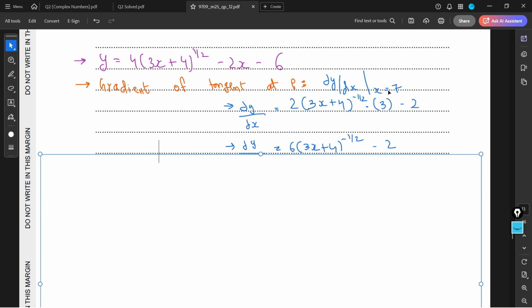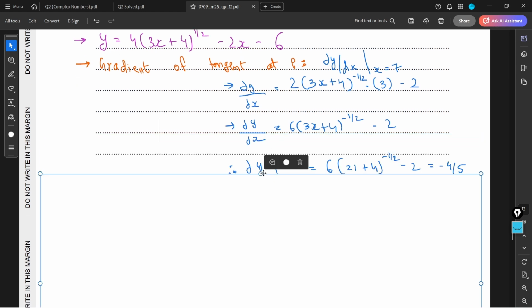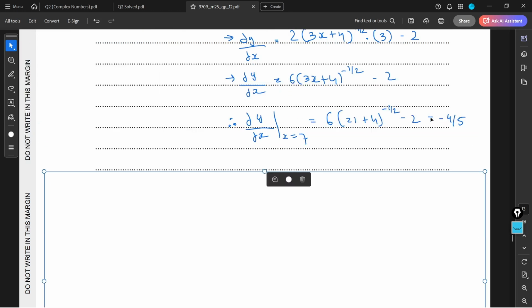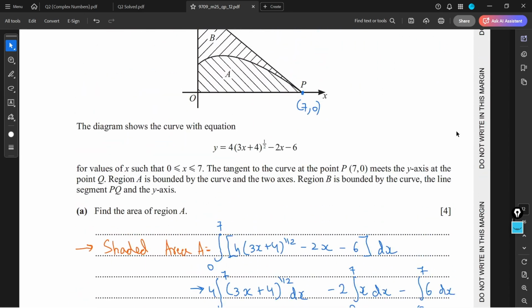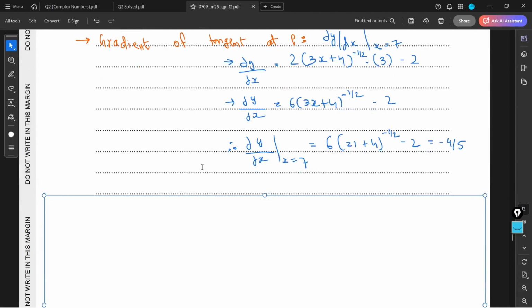And over here, if we substitute the value of x equal to 7, we will get the value of the gradient at the point P. And the value that we get after solving this is minus 4 by 5. So basically, we know that the gradient for this tangent is minus 4 by 5. Now, because we know the gradient of the tangent and also the point lying on the tangent, I can also find out my y-intercept. Let me show you how.